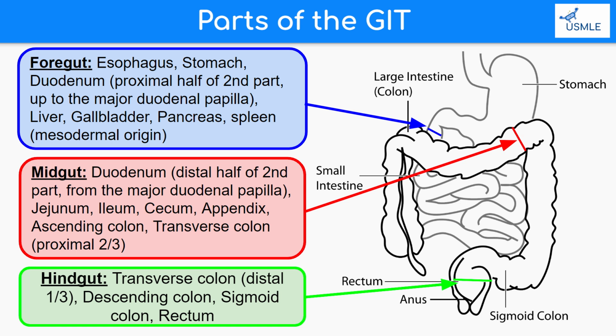The GI tract is divided into three parts based on embryonic development: the foregut, midgut, and the hindgut. The foregut includes the esophagus, stomach, proximal half of the second part of the duodenum up to the major duodenal papilla, the liver, gallbladder, pancreas, and spleen. The midgut includes the distal half of the second part of the duodenum, jejunum, ileum, cecum, appendix, ascending colon, and proximal 2/3 of the transverse colon. The hindgut includes the distal 1/3 of the transverse colon, descending colon, sigmoid colon, and rectum. Here I have demarcated the boundaries on the right image.